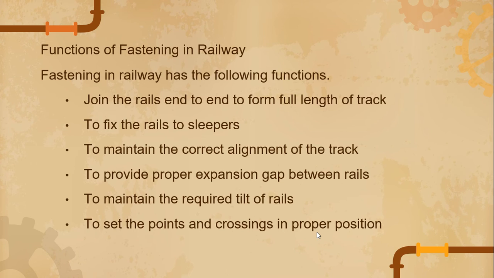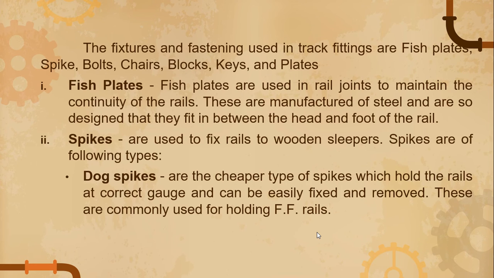To maintain the correct alignment of the track, to provide proper expansion gap between rails, to maintain the required tilt of rails, to set points and crossing in proper position. So the fixtures and fastenings used in track fittings are fish plates, spikes, bolts, chairs, blocks, keys, and plates.